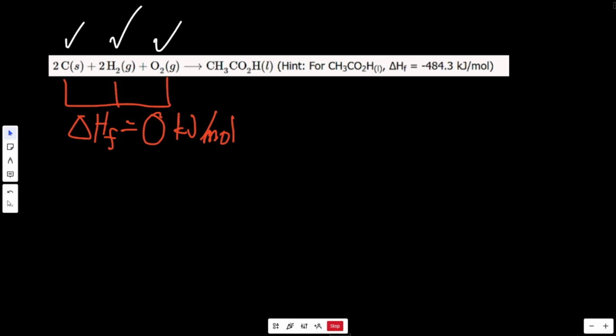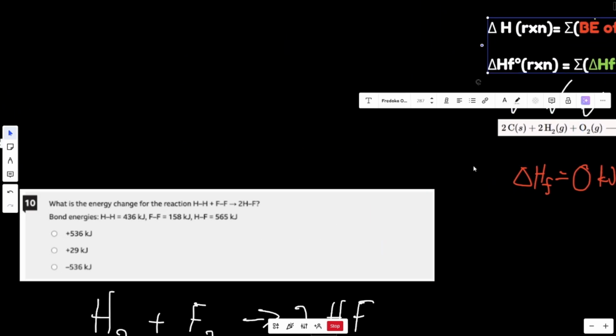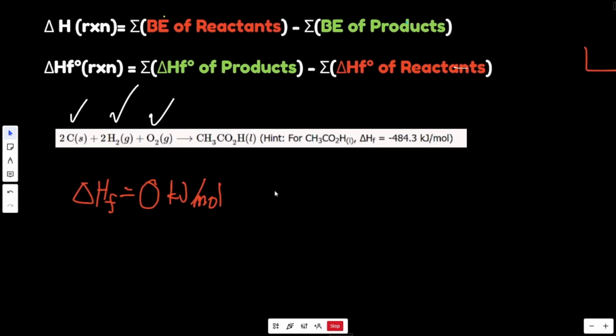So now, what is the formula for enthalpy of formation? So I'll bring this over here. The enthalpy of formation of the products minus the enthalpy of formation of the reactants. So our product here is CH3CO2H, and the enthalpy of formation for that is negative 484.3 kilojoules per mole. So that means we only have 1 mole here, we only have to multiply this once.